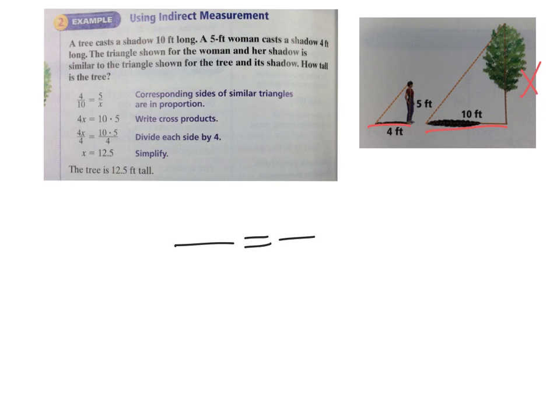right? And I know that the 5 foot matches the X. So 5 matches the X. So small to big, right? And I know that the 4 matches the 10. 4 matches the 10. Cross product fun.